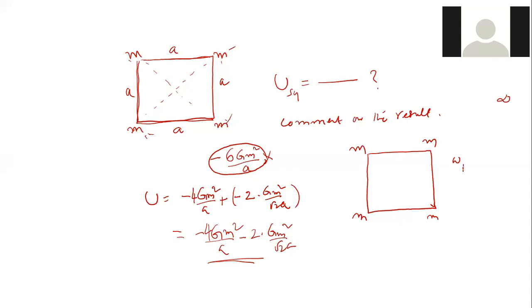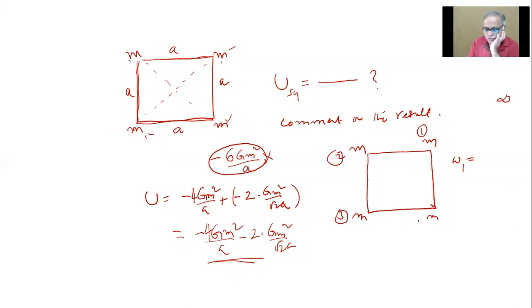Minus 4 gm square by a, minus 2 gm square by root 2a. This work, I'm throwing it away to infinity. How much work will I do on this? Minus 4 gm square by a minus 2 gm square by root 2a, as it is. This is the work done to disassemble all the masses. W1, I'm talking about this first one. This is the second one. This is the third one. Probably this is the fourth one.